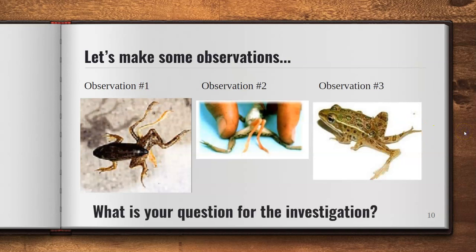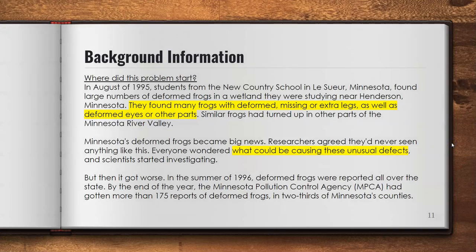So you should be thinking of a question. What is going on? So what can we investigate? All right, so you should have observed, look at all these extra legs, extra little leg nub on these frogs. And you're probably wondering what's going on. Okay, so these frogs were actually found by middle school students in the 90s in Minnesota. Okay, they found a whole bunch of frogs with extra legs or missing legs or extra eyes.